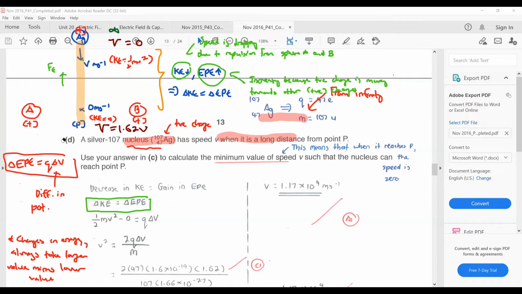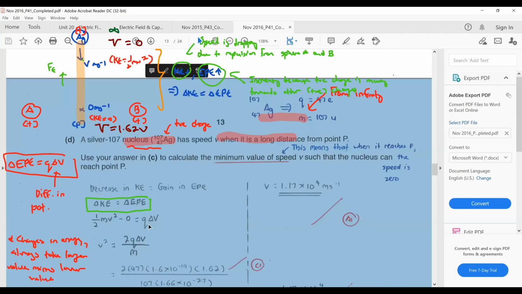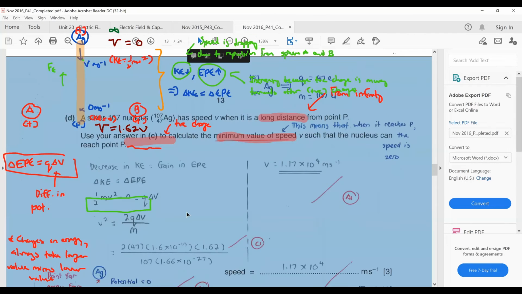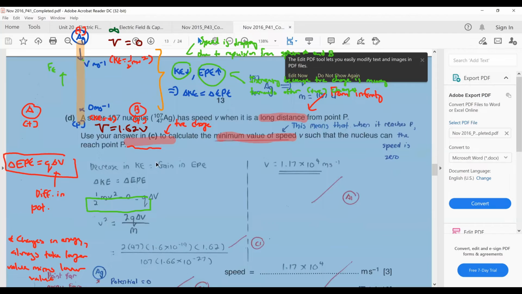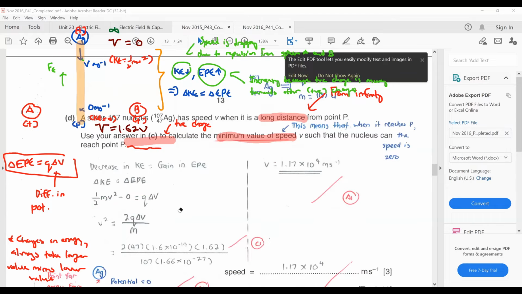Okay. So like in my case here, change in potential, I will always just take the larger minus the lower one, which is 1.62 minus 0. Okay, so it's just 1.62. For change in KE, take larger minus the lower one, which is just half mv squared minus 0. Okay, so you get this expression here, which eventually tells you that V squared is actually 2Q delta V over M. Now, this one here is where you need to be a bit careful again.